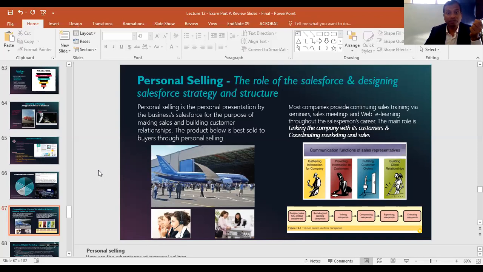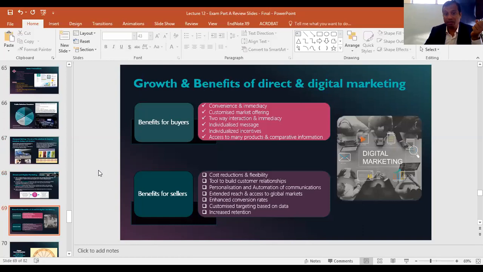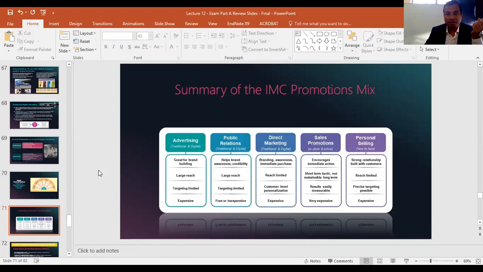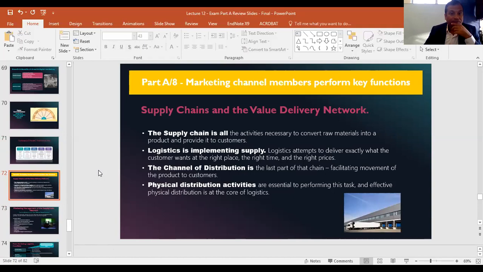Direct and digital marketing nowadays is at its height. Digital communication, because now everything is online: online advertising, social media marketing. There are lots of technical aspects, like SEO, search engine optimization, and lots of new trends in online and digital communication. You can explore that on your own also. This is the summary of the IMC promotion mix, all the five. And the last chapter, unit 8.